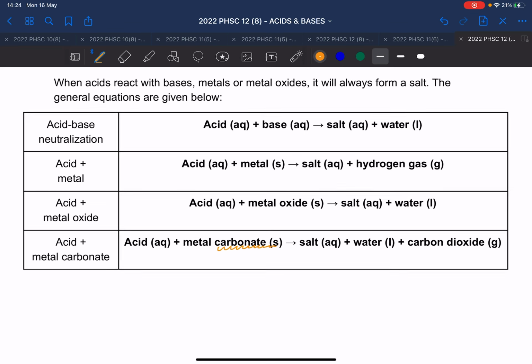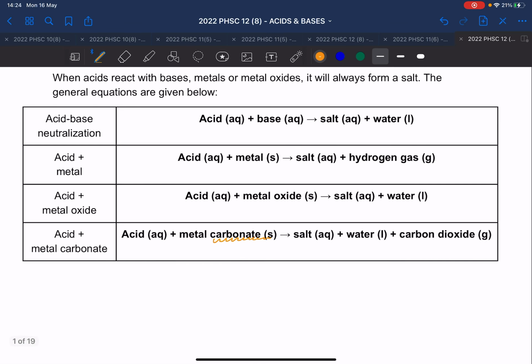Alright, if you see a carbonate, you must know red lights go off. It gives you a salt and water and gives you carbon dioxide gas.